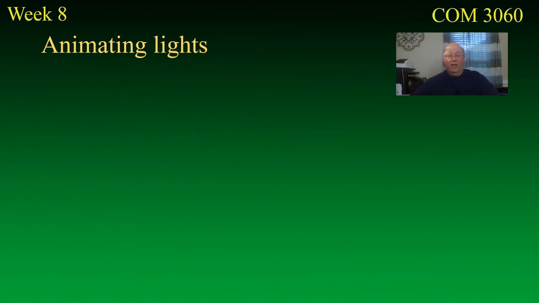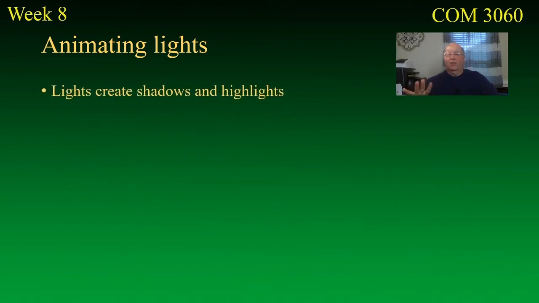Now, animating lights is a different one. The lights create shadows and highlights. And so if you've got a shadow, let's say you've got your object here, you've got a shadow on the back wall, or let's say this is the shadow. Some light source has to be over there creating the shadow. If you move the light source, the shadow moves as well.